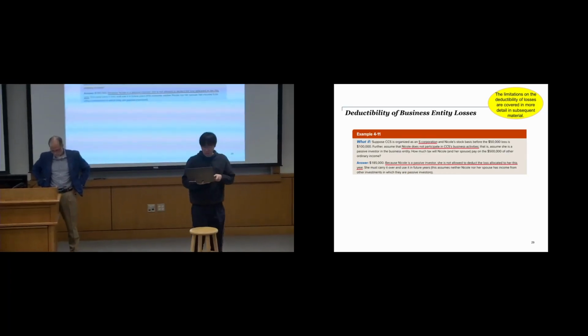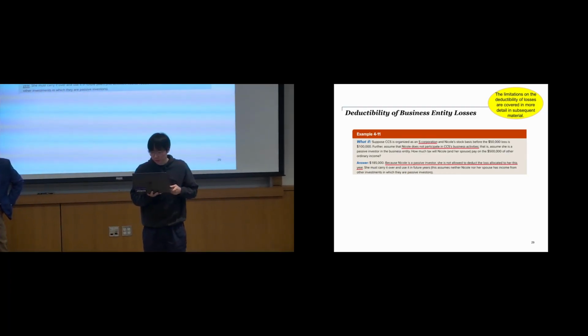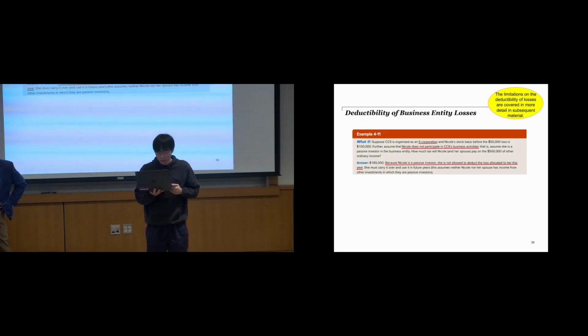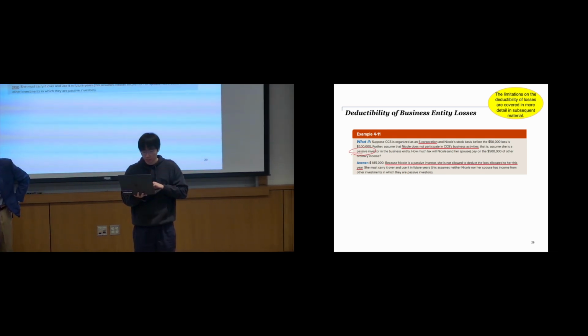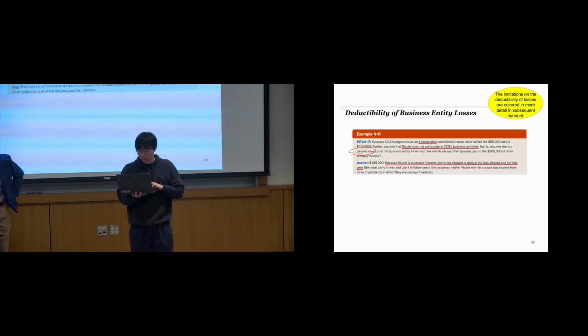What if, suppose CCS organizes as an S corporation and Nicole's stock basis before the $50,000 loss is $100,000. Further assume that Nicole does not participate in CCS's business activities. That is, assume she is a passive investor in the business entity. How much tax will Nicole and her spouse pay on the $500,000 of their ordinary income? And the answer is $185,000. This is because Nicole is a passive investor and she's not allowed to deduct the loss allocated to her this year. She has to carry it over and use it in future years. And this assumes that neither Nicole nor her spouse has income from other investments in which they are passive.